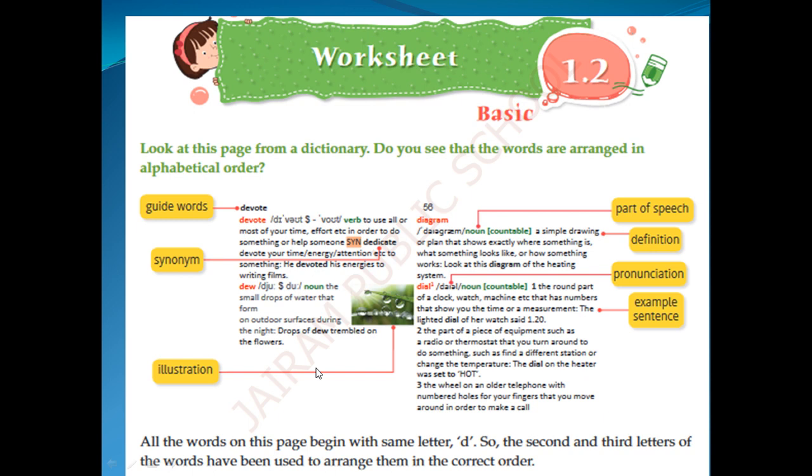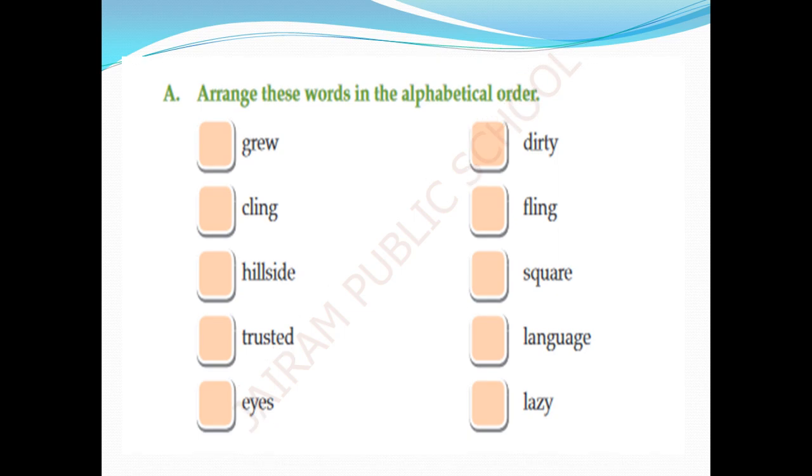Once again, let me recap how the words are arranged. All the words on this page begin with the same letter D. So the second and the third letters, and also the fourth letters, have been used to arrange the words in the right order. I hope now you are able to know how to search for a word in the dictionary. Really, the worksheet helped us a lot.